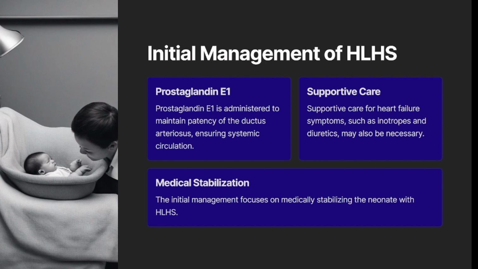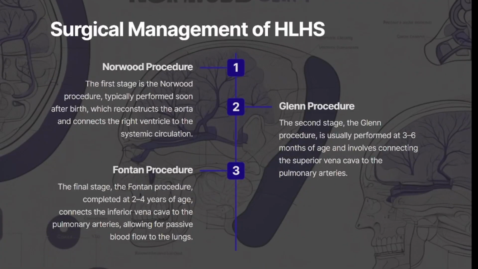Question 5. Describe the surgical management strategy for HLHS. The surgical management of HLHS involves a series of palliative surgeries. The first stage is the Norwood procedure, typically performed soon after birth, which reconstructs the aorta and connects the right ventricle to the systemic circulation.